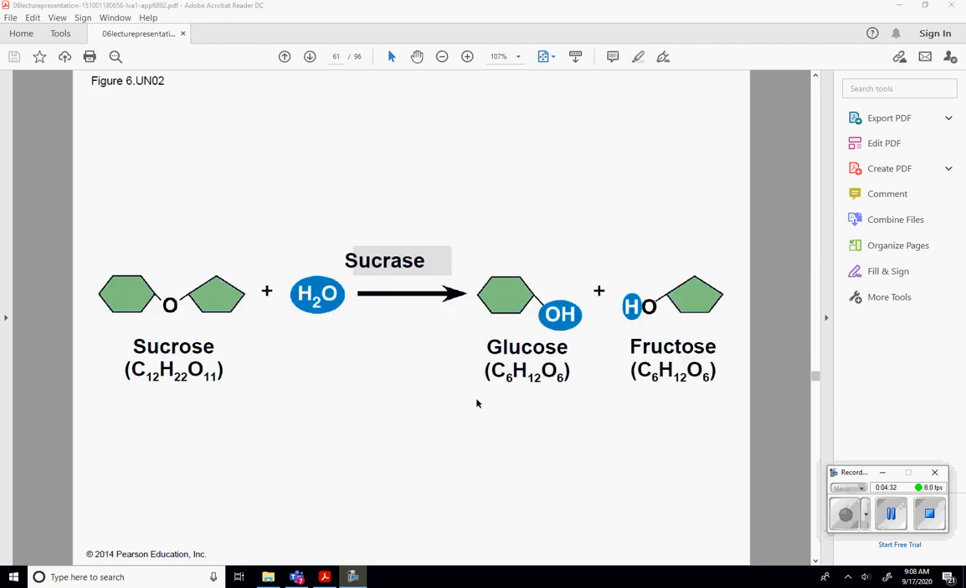You can see that beautifully illustrated here. You've got a sucrose molecule, all together. Add water. This is using water to lyse it, to cut it, and break it down. So now it's separated out into glucose and fructose, and sucrase was the enzyme that helped provide binding spots before that.